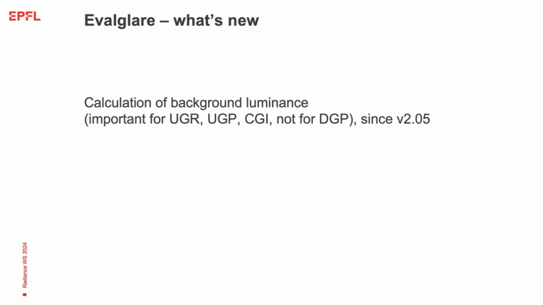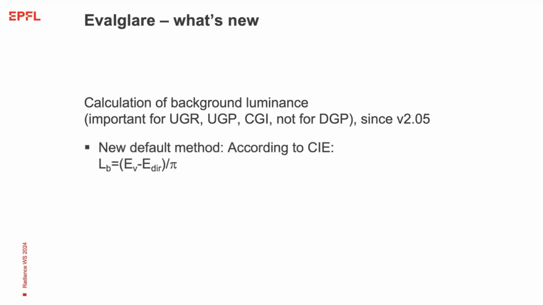One of the changes is how the background luminance is calculated, which is important for calculation of UGR, UGP, and so on, but not for DGP, because DGP uses vertical luminance as an adaptation level, so it doesn't matter for that. The method uses the indirect illuminance divided by pi, which means the illuminance except the one induced by the glare source.